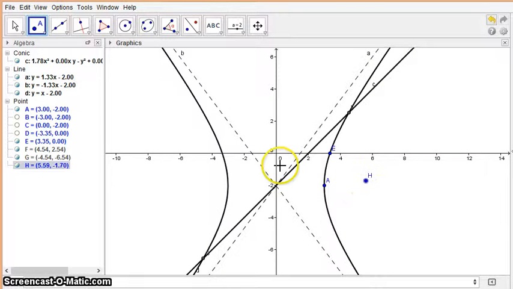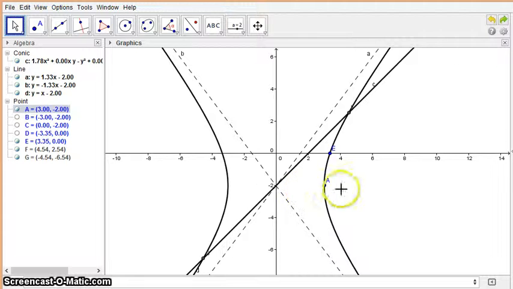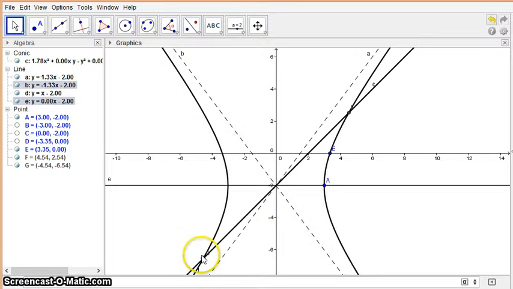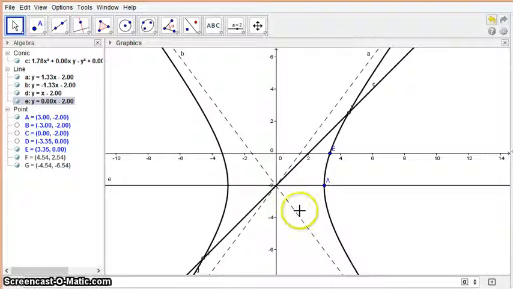So my asymptotes are now dotted, and I'm looking for this intersection, but I'm going to ignore everything where I would be taking the negative square root. So that means I'm only going to be paying attention to stuff above the line y equals negative 2. So I'm going to ignore this point of intersection, and what do I want? I actually want where the line x minus 2 is bigger than my curve C. So where does that happen?